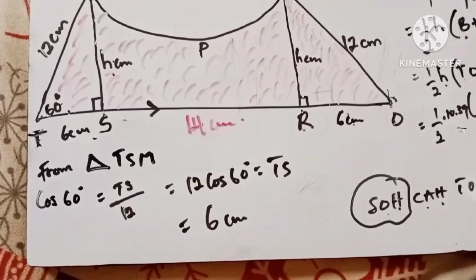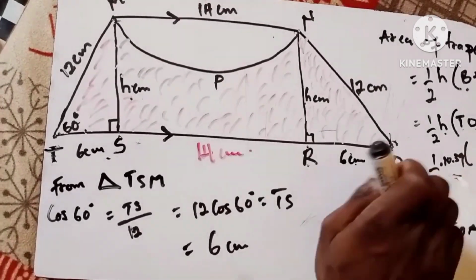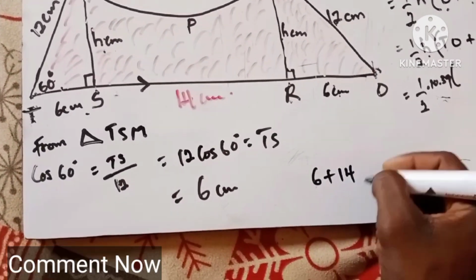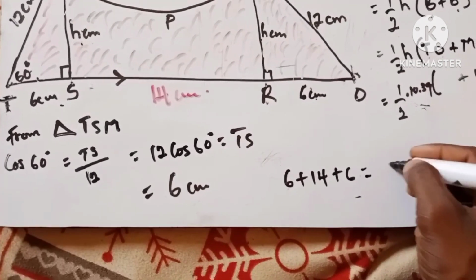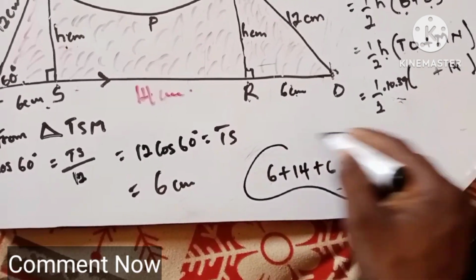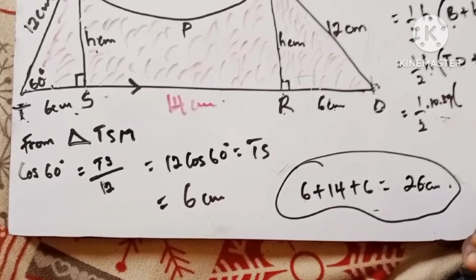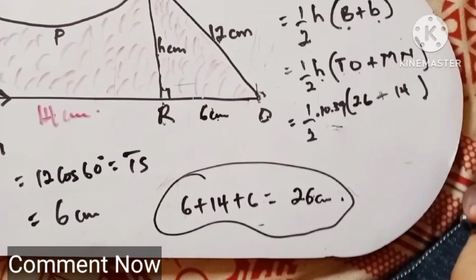So that's going to be 6, let's take this away here, 6 plus 14 and then plus 14. That should be equal to 26, so 26 centimeters. Is that okay? Meaning that the whole length from T to O is going to be 26 centimeters. So we are there. Our work is almost done.